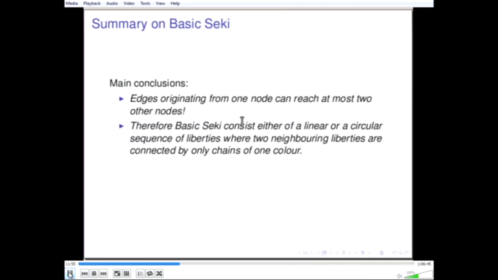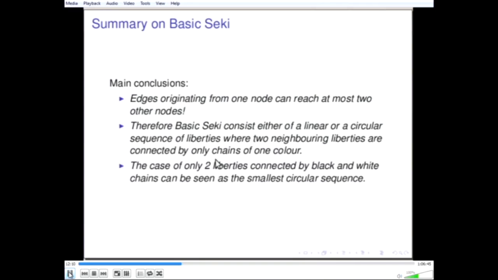Now that means that the whole basic Seki is represented either by a linear or circular sequence of liberties, so it's a one-dimensional object, where two neighboring liberties are connected by chains of only one color. And the case of two liberties connected by black and white chains, so a node connected by two edges of different color, can be seen as the smallest case of a circular sequence, so it's not a contradiction.